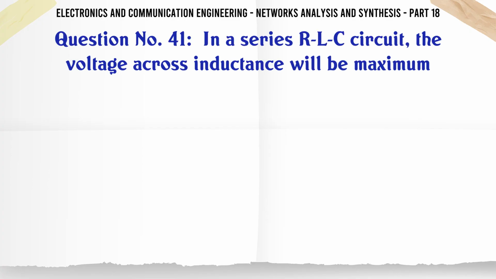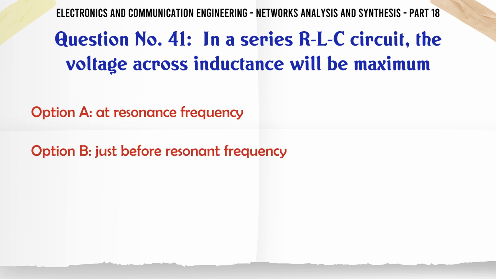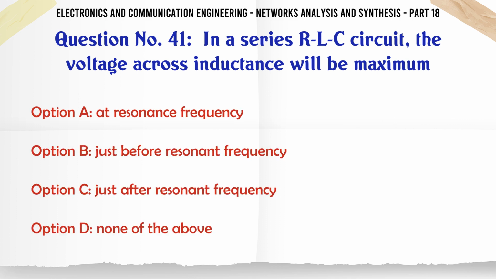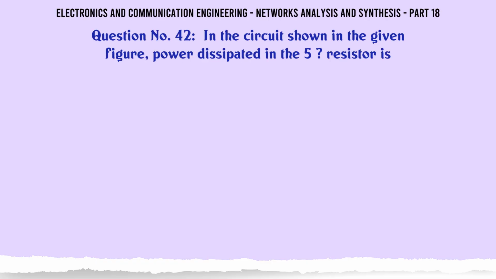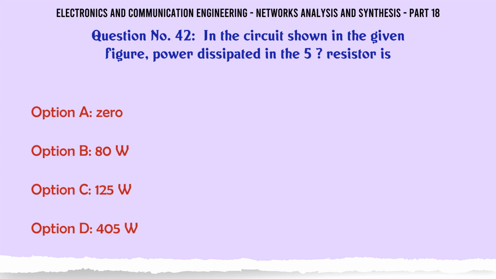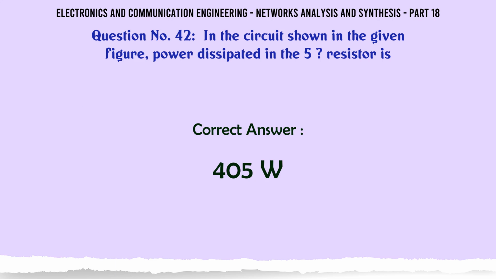In a series RLC circuit, the voltage across inductance will be maximum A, at resonance frequency; B, just before resonant frequency; C, just after resonant frequency; D, none of the above. The correct answer is just after resonant frequency. In the circuit shown in the given figure, power dissipated in the 5 ohm resistor is A, 0; B, 80 watts; C, 125 watts; D, 405 watts. The correct answer is 405 watts.